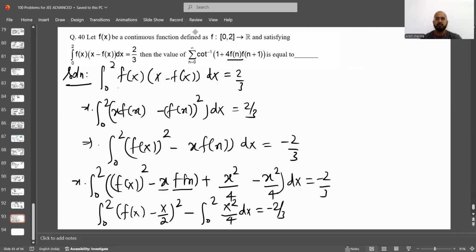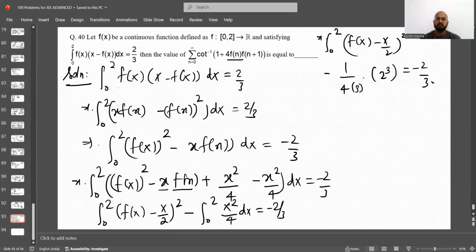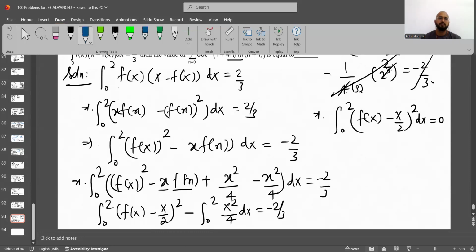Now I'll evaluate this thing. So integral 0 to 2 of f of x minus x over 2 square, and then minus this 1 over 4 will be here as it is, 1 over 3 would be there, and then 2 cube. Now this is equal to minus 2 over 3. And now this is 8 over 8. So I can cancel 4 and 2 here. So I get minus 2 over 3, and this minus 2 over 3 gets cancelled. That means I get integral 0 to 2 of f of x minus x over 2 the whole square dx is equal to 0.